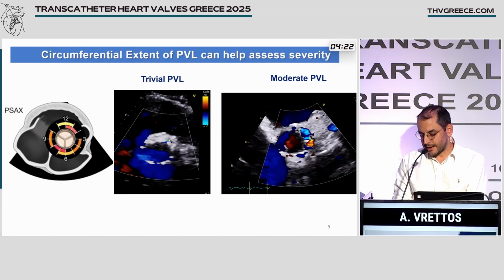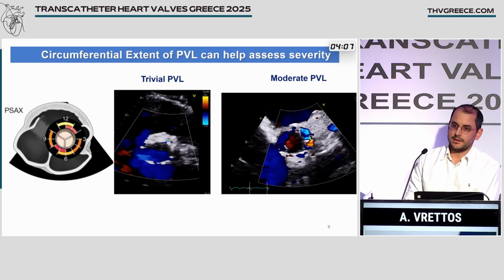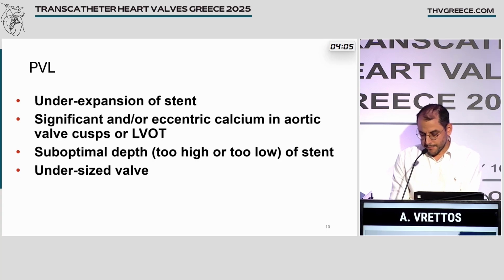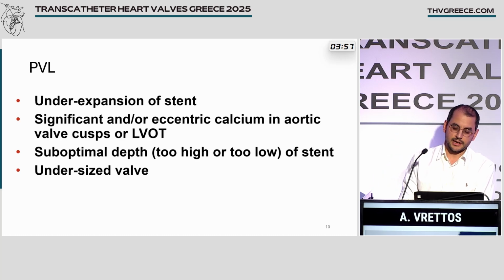But just keep in mind that this is just one parameter, and eccentric jets go through crushed calcium and leaflets, and they don't always have a straightforward course, so they may look like they cover a wide circumference, but they don't go out very far in the LVOT or the mid-left ventricle. The main causes of PVL after TAVI are underexpansion of the stent, significant and/or eccentric calcium in the aortic valve cusp or the LVOT, suboptimal depth of the TAVI valve, or an undersized valve. Most of those can be detected with echocardiography.